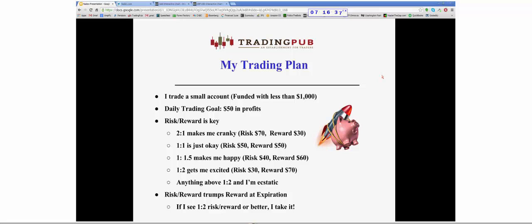because I only have to be right 4 out of 10 times to break even, but I still want a really strong plan. 1 to 2, if I can risk $30 to make $70, I'm excited. And if I'm above that, if I'm getting 3, 4, 5 times return on investment, I'm ecstatic. I'm just delighted. When I trade Nadex, risk reward trumps reward at expiration.